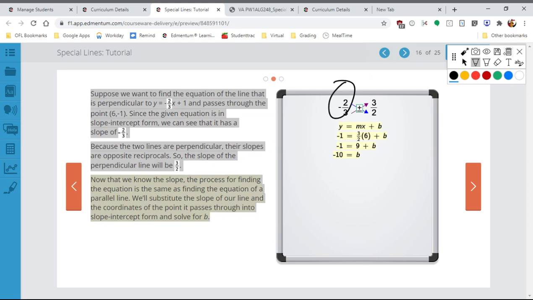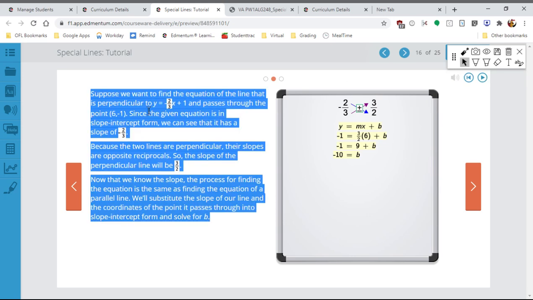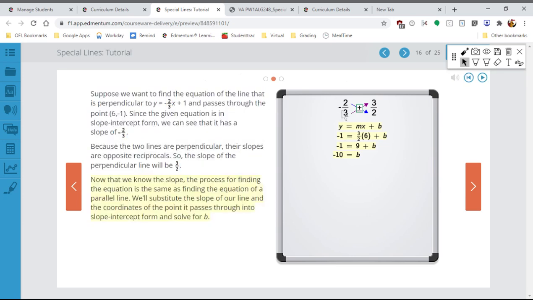Flipping over your slope. So if you want a perpendicular line, flip over your slope and change the sign. I was going to say make it negative, but change the sign is more accurate because if it's already negative, it becomes positive. If it's positive, it becomes negative. It's just not a matter of just like, oh, it's negative, I don't have to do anything.